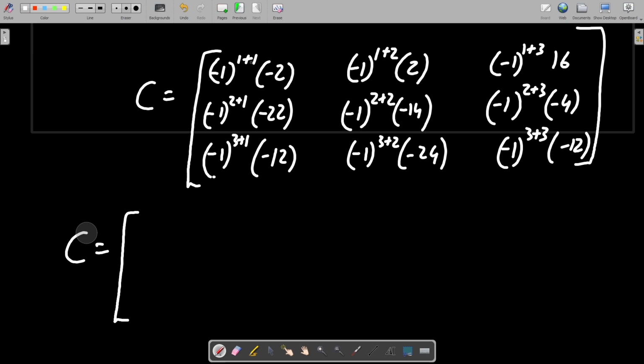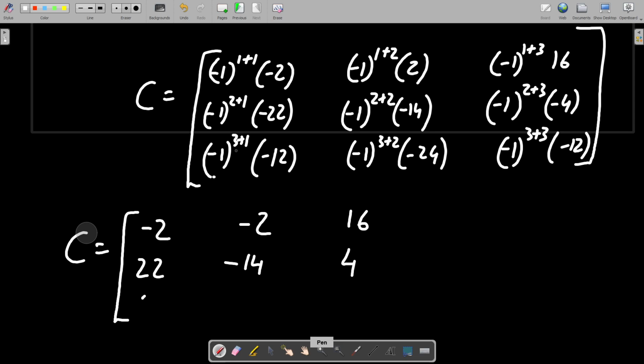So minus 1 to the power 1 plus 1, that is 2, right? So that will be plus 1. So this will remain here as minus 2. Minus 1 to the power 1 plus 2, that is 3. This will become minus 1. So this will become minus 2. 1 plus 3 is equal to 4. So minus 1 to the power 4 will become plus 1. So this will become 16 over here. This will become minus 1 to the power 2 plus 1, that is 3. So this will make it negative. Negative will make it this positive. This is minus 1 to the power 4. That will become minus 14 then. This is minus 1 to the power 5. That will become minus 1 into this. So that will become plus 4.